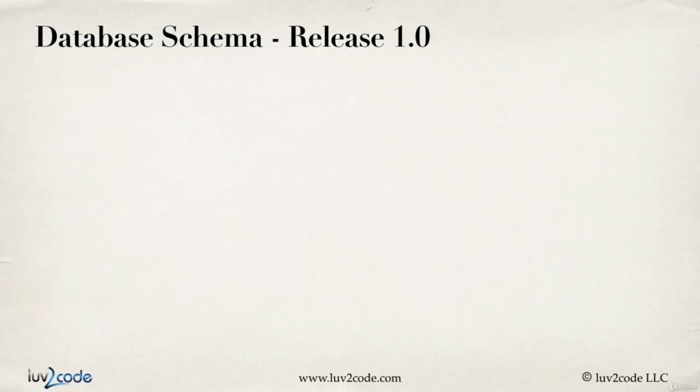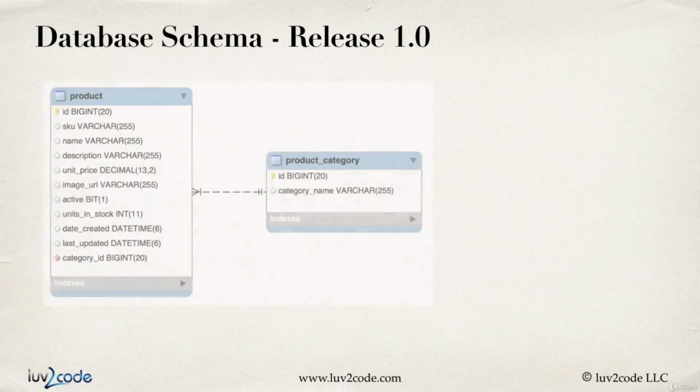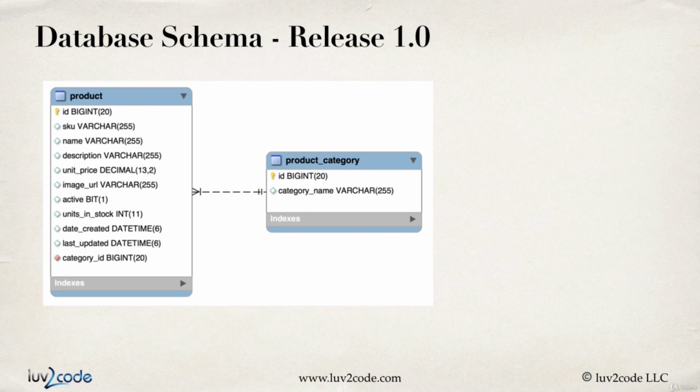Alrighty, so let's go ahead and look at our database schema. This is for release 1.0. So we'll have two tables to start out with. We'll have a product table and also a product category table.